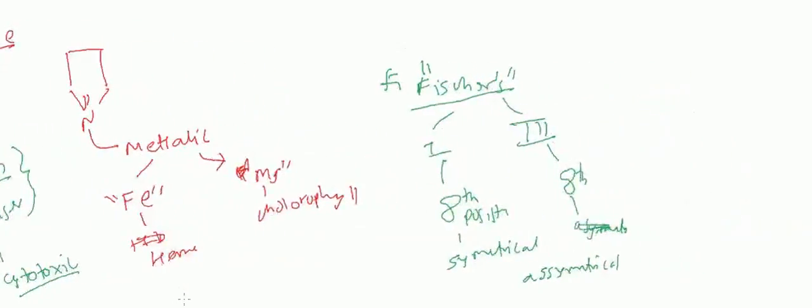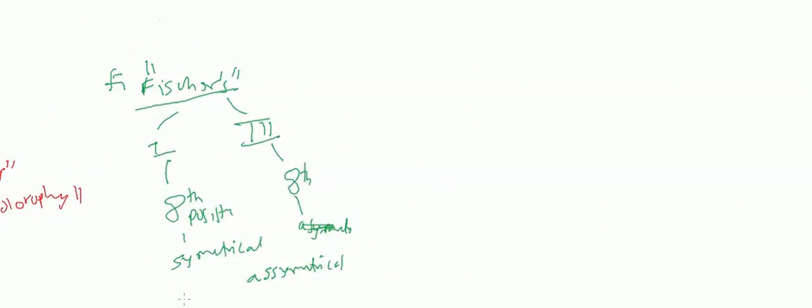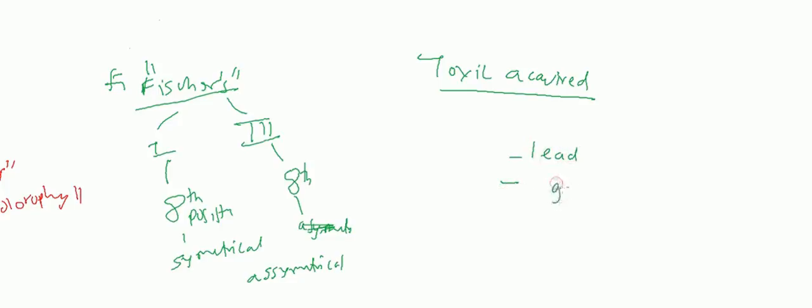There is another type of porphyria which is toxic acquired porphyria, which is caused by heavy metals such as lead, or drugs such as griseofulvin, an antifungal drug, or compounds such as hexachlorobenzene. So this can cause acquired toxic porphyrias. That's it.